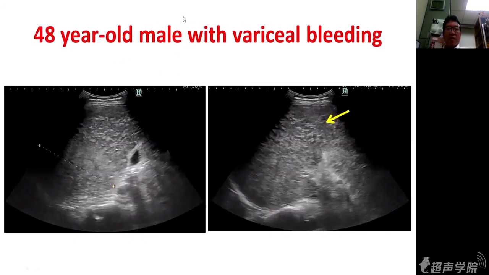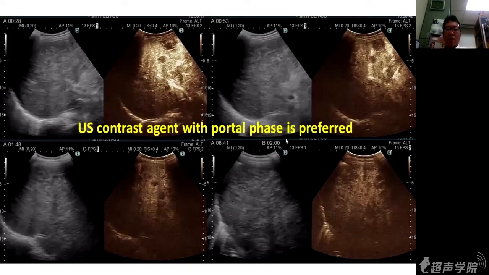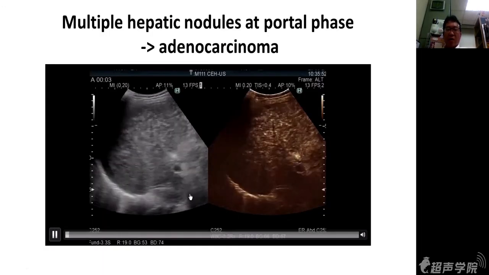This case suffers from variceal bleeding. We check the echo and find there is a tumor and heterogeneous echogenicity in the remaining part of the liver. So we inject contrast. We need a portal phase. You can see during the arterial phase there are two tumors, and later they also show a little more tumor. During the late phase, especially the portal phase, you can see more tumors shown on the echogram. So we need contrast with portal phase to check the liver.